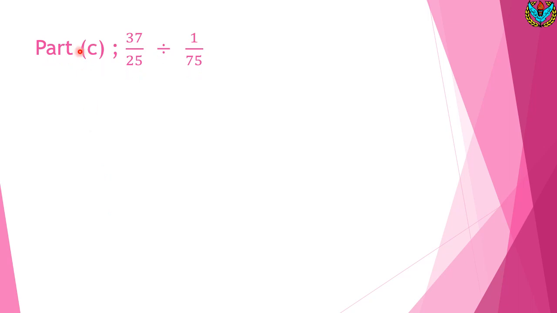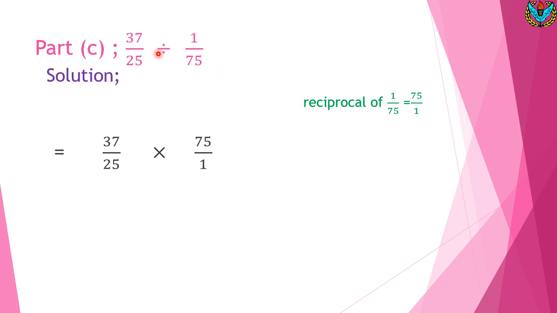Look at part C of the same question now. 37 by 25 divided by 1 by 75. For the solution, we will change this division into multiplication and take the reciprocal of this. Remember, the reciprocal of 1 by 75 is 75 by 1. Change the numerator and denominator. Now we have changed this division into multiplication, and the reciprocal of 1 by 75 is 75 by 1. Now look here, this 25 and this 75, both of them are divisible by 25. Cross cancellation is again possible here.